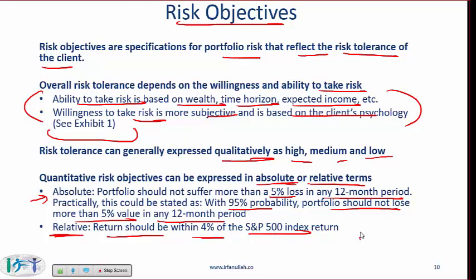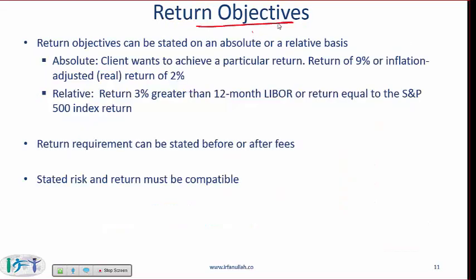So we are saying that the S&P 500 is up and down, and we are saying that our portfolio should be within a band of the S&P 500. So clearly the risk of our portfolio is being expressed relative to the risk of the S&P 500. Then we come to return objectives. Return objectives can be stated on an absolute or relative basis. So here is an absolute example.